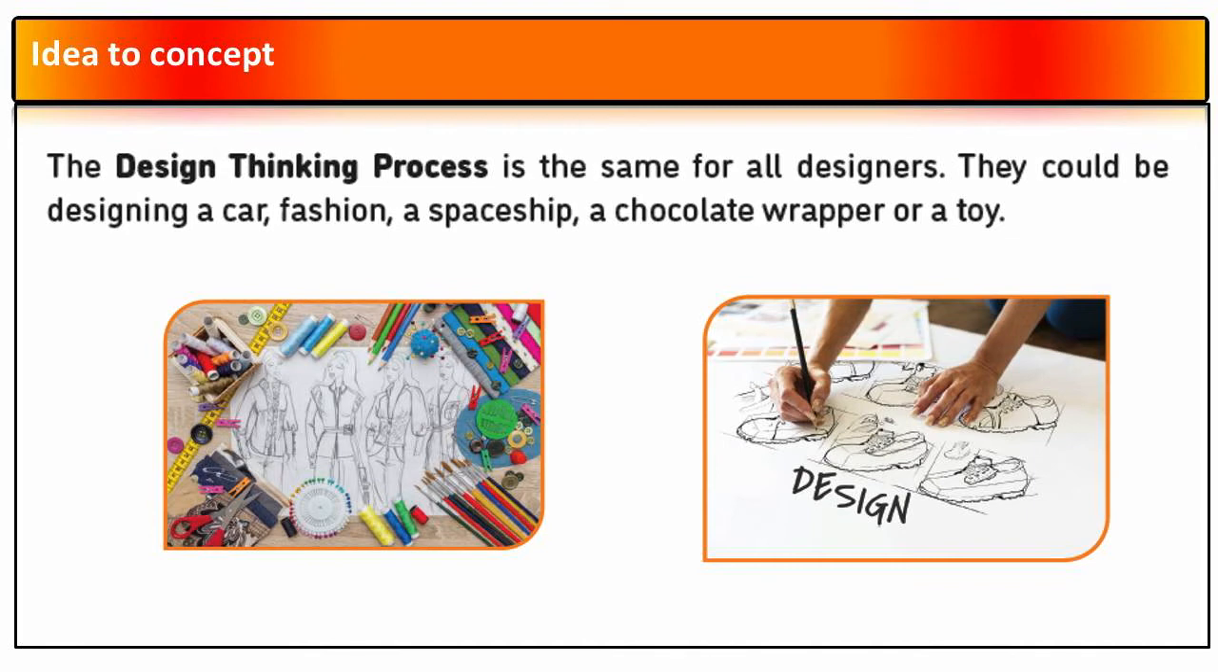Looking back at last week's lesson, we focused on the design thinking process. If you remember the 5 steps of the design thinking process, you'll be able to accomplish this Unit 3 easily. The design thinking process steps were empathize, define, ideate, prototype, and test. Now this process works for all designers, whether you're designing a car, fashion, spaceship, chocolate wrapper, or even a toy.